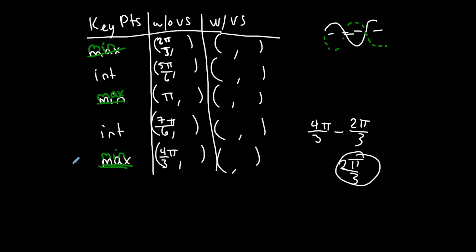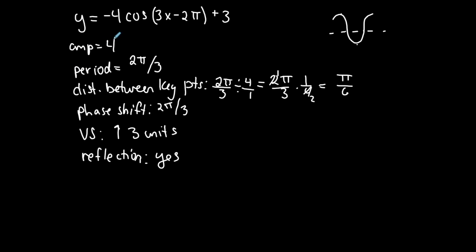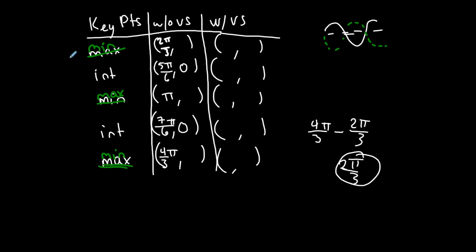Without the vertical shift, all my intercepts occur when y is 0, right? To get min and maxes, we look at the amplitude. The amplitude is 4. The min now will go down to a -4 without vertical shift. The max will go up to a 4, min -4. Very repetitive.